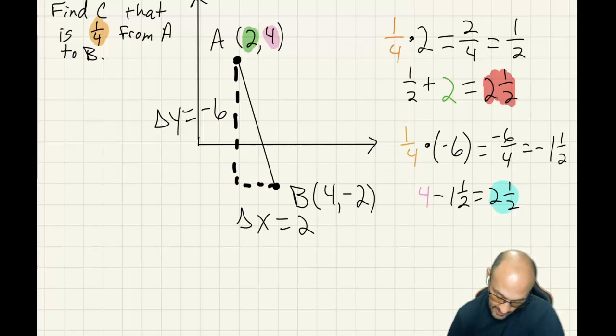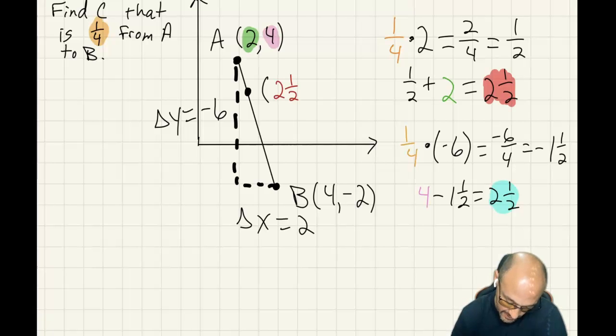So our point has an x value of 2.5 and a y value of 2.5. So 1, 2.5, 1, 2.5. And if it is not on my line there, then there is something wrong. So in this case, it is on my line, and that's good. Otherwise, something weird would be going on.